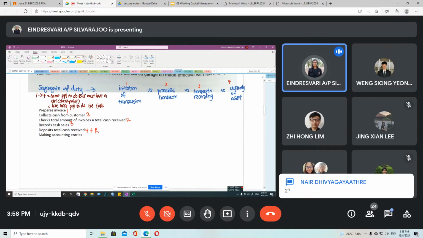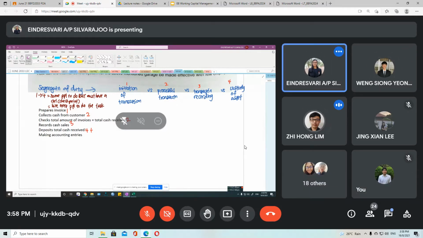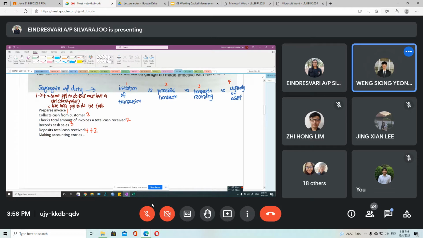This is processing the transaction, number two. Initiation means the beginning of the transaction. Depositing cash is towards the end. Making accounting entries is number three, because you are recording the transaction.